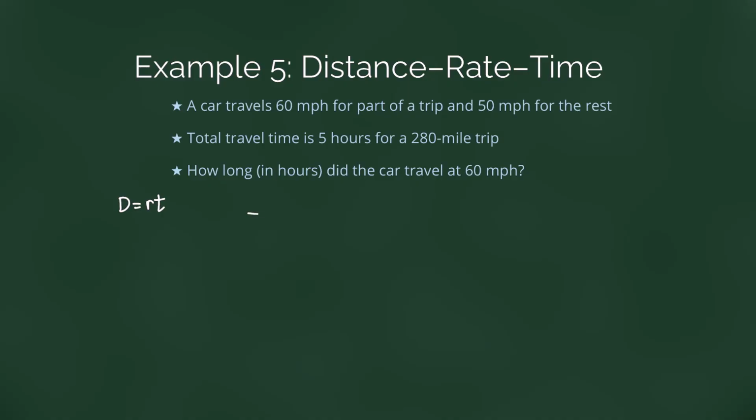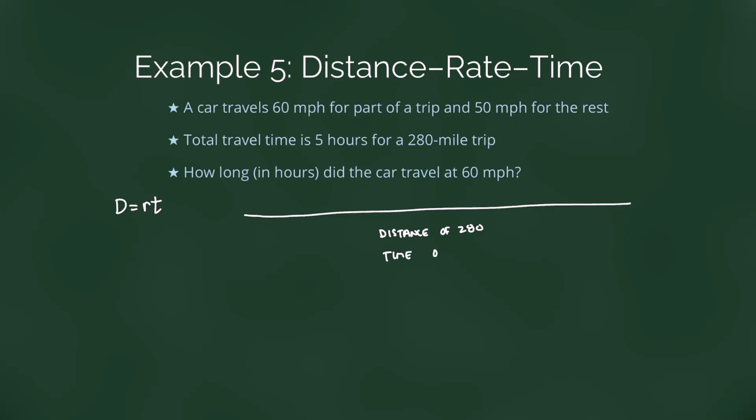So if we think about the car's journey here, we know that this length here represents the distance, which has a distance of 280. And it also has a time of 5 hours. So there's two different ways to measure the length of this journey. We're going to split it up into two pieces here, where the purple part will represent the distance at 60 miles per hour, and this part will represent the distance at 50 miles per hour. Now, I made one of them longer than the other. I don't really know if that's going to be accurate. When we get to the end, we'll see.